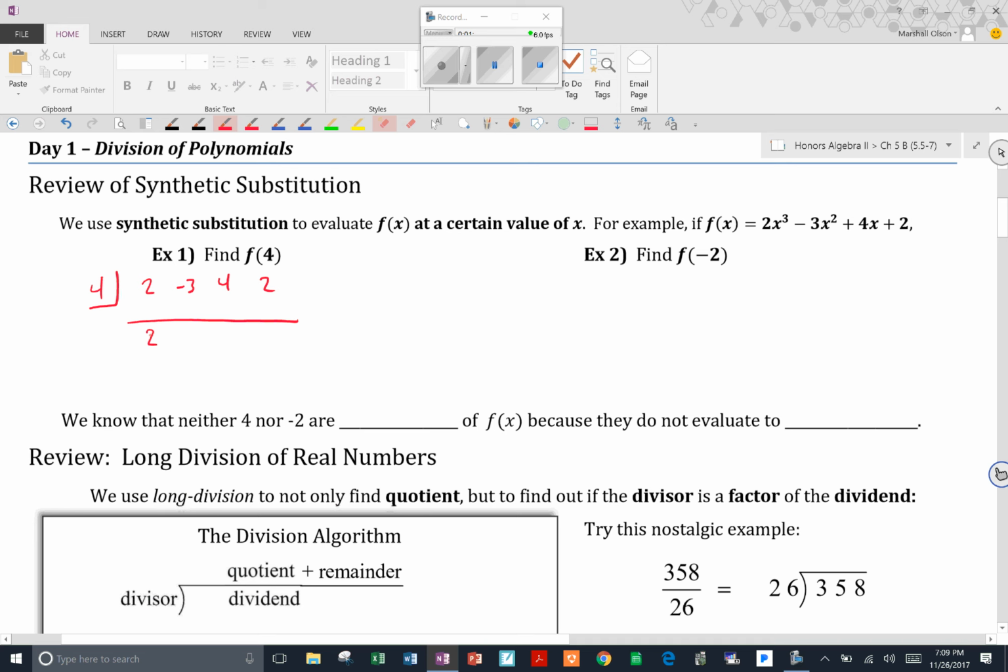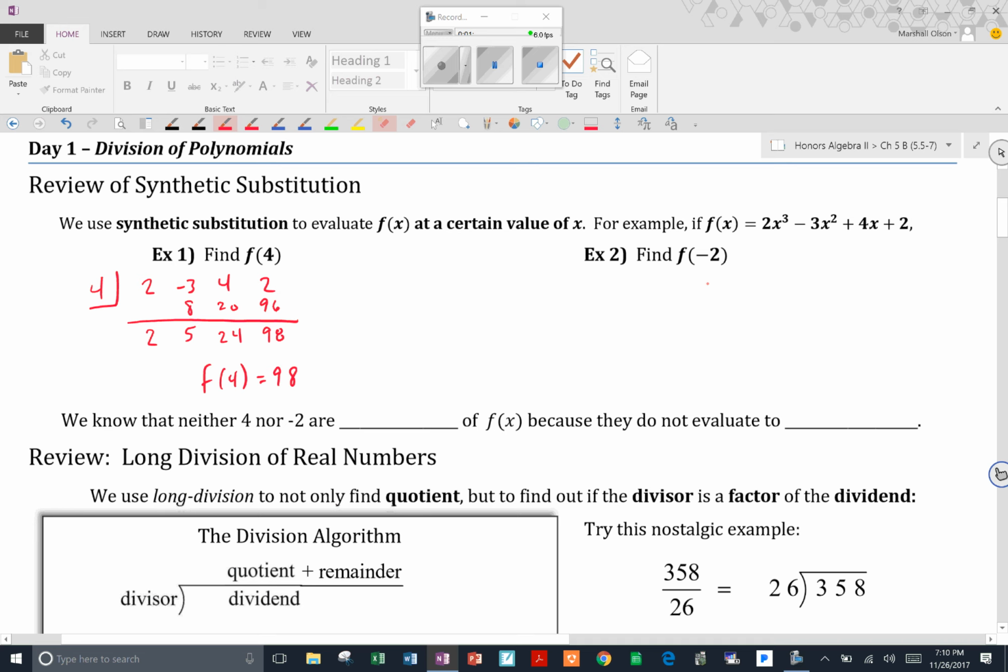So we drop the 2, we multiply that 2 by 4, and we get 8. And now we always add these numbers up here, which is why we dropped the 2, because there was nothing to add it to. Negative 3 and 8 is 5. 4 times 5 is 20. And we add those together to get 24. 4 times 20 is 80. And then 4 and 4 is 16. So that adds up to give us 96. And then we add these to get 98. Okay, and then the proper way to answer this is that f of 4 equals 98, which tells us when x is 4, y is 98, or a point on the graph of this function would be 4 comma 98.